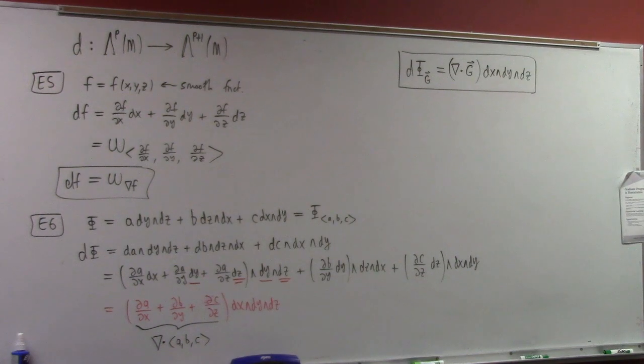Form and beta might be a q-form, here's how it goes. It's d alpha wedge beta plus minus 1 to the degree of alpha wedge d beta. So it doesn't depend on the degree of beta. It just depends on the degree of alpha. But it's called the graded Leibniz rule. So it's not a derivation.